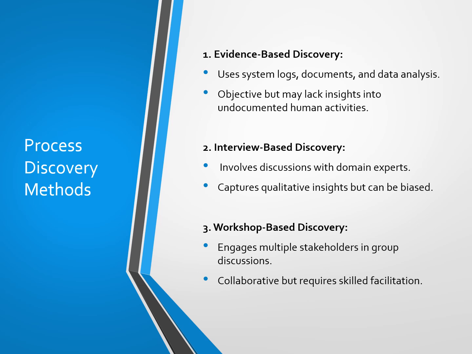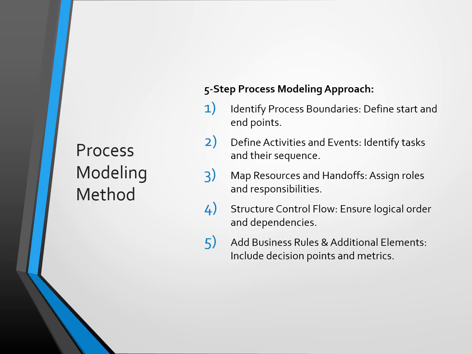Let's get into the other topic. In this topic, I'm going to explain the process modeling method. There is an approach for process modeling: a five-step process modeling approach. As you can see, the five points here are: identify process boundaries, define activities and events, map resources and handoffs, structure control flow, and add business rules and additional elements.